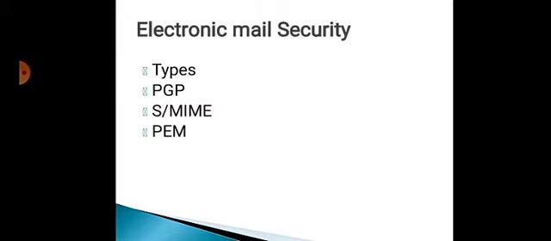Now we are going to see the types of electronic mail security. There are three types of mail security, that is PGP, S/MIME, and PEM. Go with the first type, PGP. First we are going to see what is PGP, that is, what is the full form of PGP. PGP stands for Pretty Good Privacy.